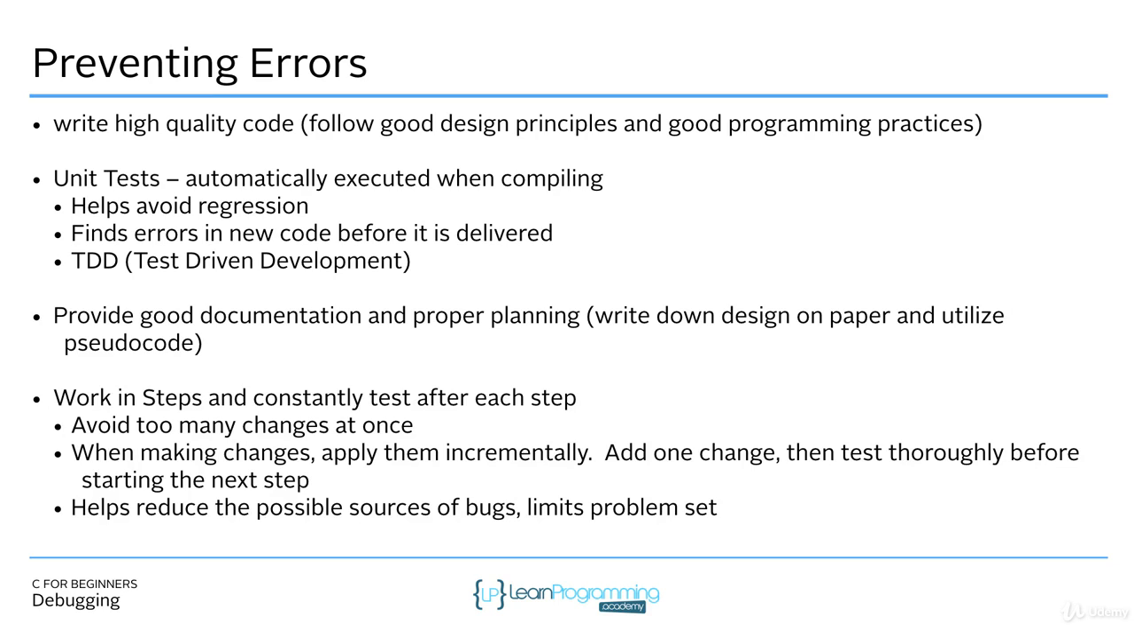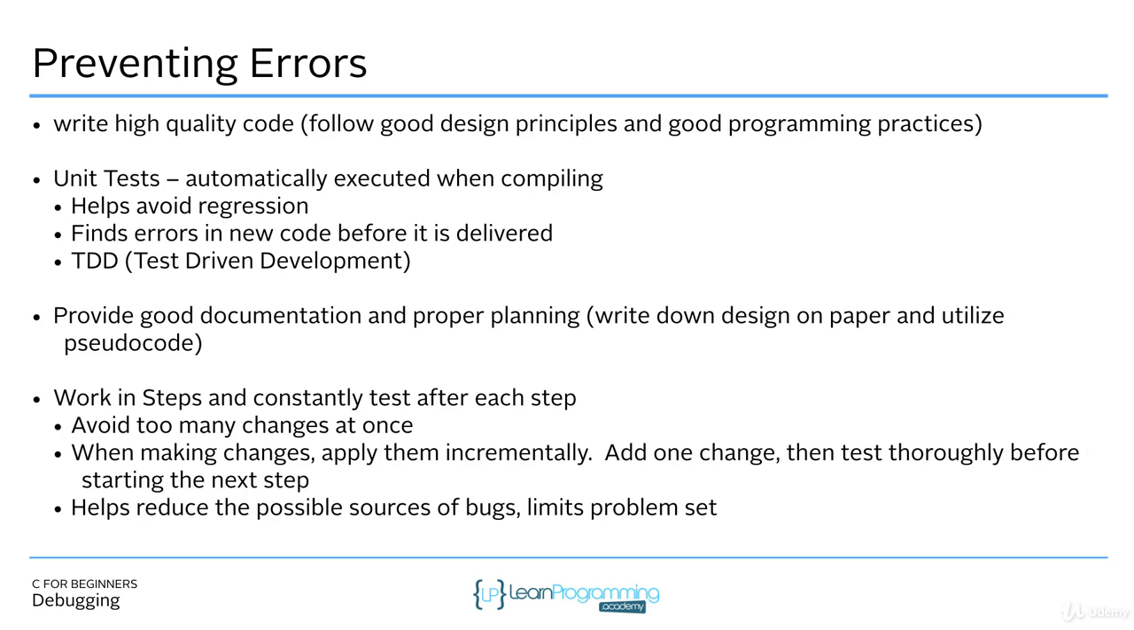And I've mentioned this throughout the course, but it's very, very important to have a divide and conquer type approach, work in small steps, and constantly test after each step. Do not write 1,000 lines of code and then say, okay, compile and test. That is not a good approach. Avoid too many changes at once. When making changes, apply them incrementally. Add one change, then test thoroughly before starting the next step.